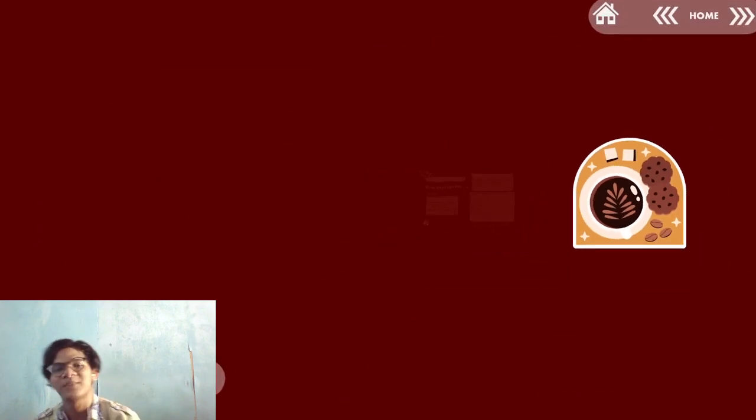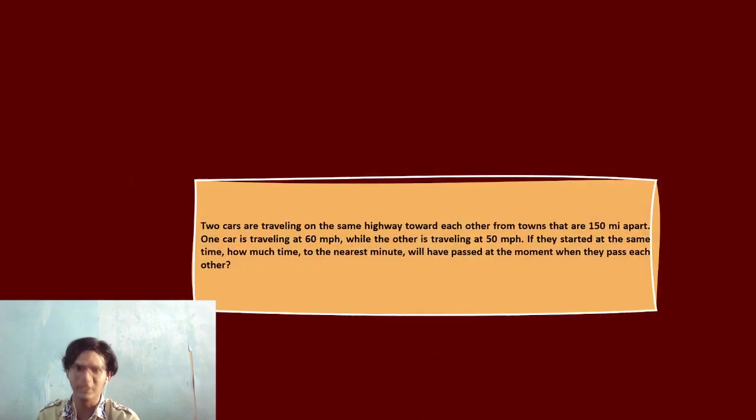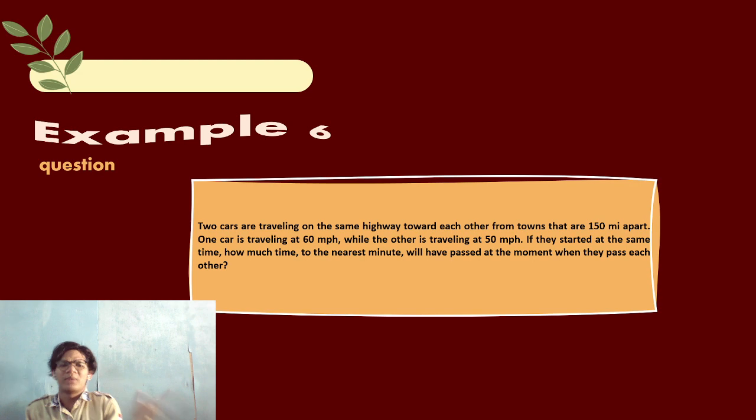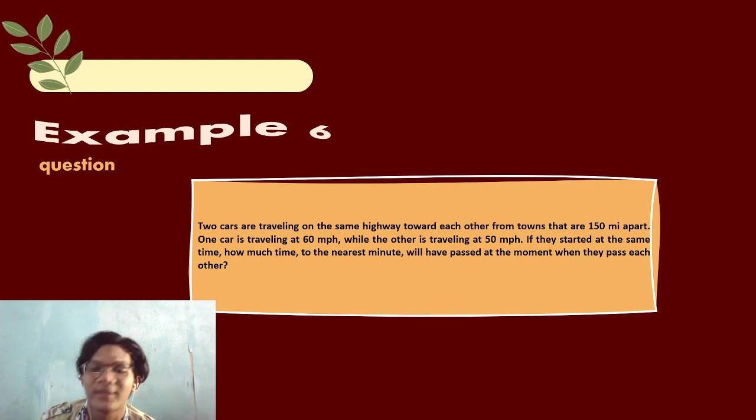The last example is example number 6. Example number 6 is: two cars are traveling on the same highway toward each other from towns that are 150 miles apart. One car is traveling at 60 miles per hour, while the other is traveling at 50 miles per hour. If they start at the same time, how much time, to the nearest minute, will have passed at the moment when they pass each other?